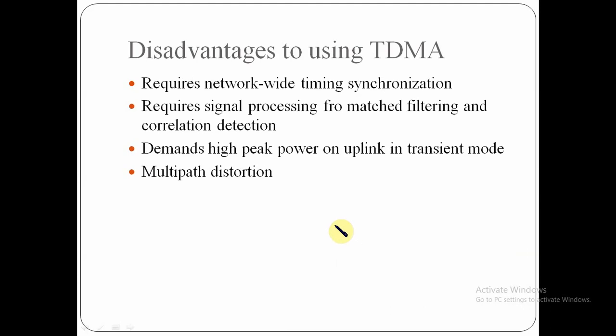TDMA also has some disadvantages: it requires a wider network for synchronization purposes, time synchronization, multipath distortions, and demands a high peak power and uplink in transient mode. The major disadvantage in TDMA technology is that users have predefined time slots when moving from one cell site to another. If all the time slots in the cell are full, the users might be disconnected, and this happens in your daily routine.